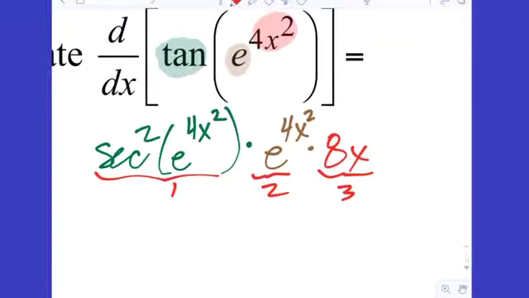1, 2, and 3. And as we go from left to right, the factor groups, as they really are, get smaller and smaller, meaning they contain less and less information. The biggest factor is secant squared of e to the 4x squared. That's the first one we took. So it has more information. It's a bigger factor. The next smallest factor is e to the 4x squared. It still has two layers in there. And the smallest factor group was the last one we took, 8x.